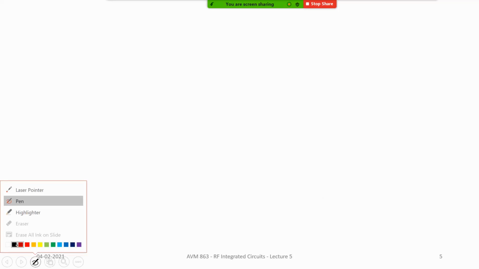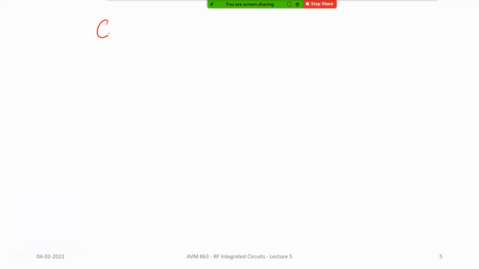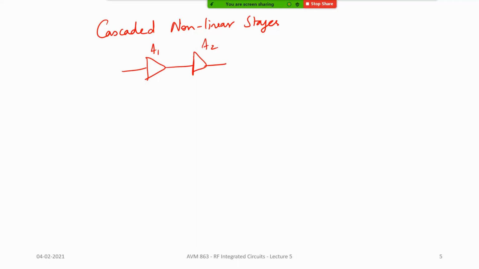Now we will move to another related topic, not very different. What happens when you cascade two amplifiers? Cascaded nonlinear stages. Basically, if you have one amplifier and then one more amplifier, let's say this is A1 and A2. It can be, let's say, a driver amplifier and a power amplifier.